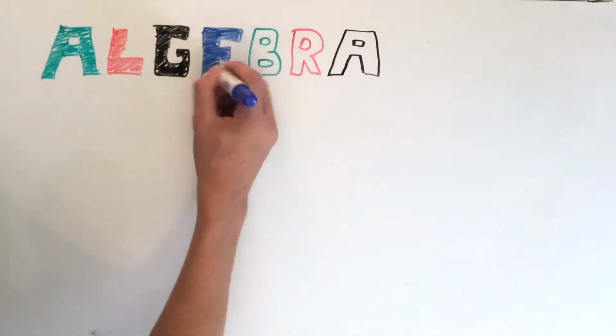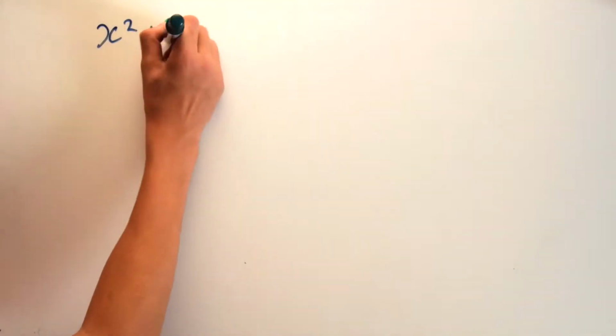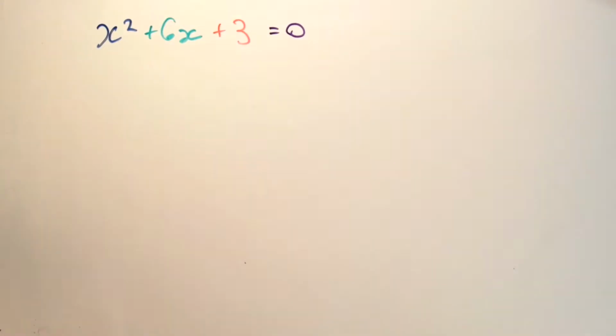Today we'll learn the method of completing the square. Completing the square is another method of factorization. This helps us determine the turning point of the graph.